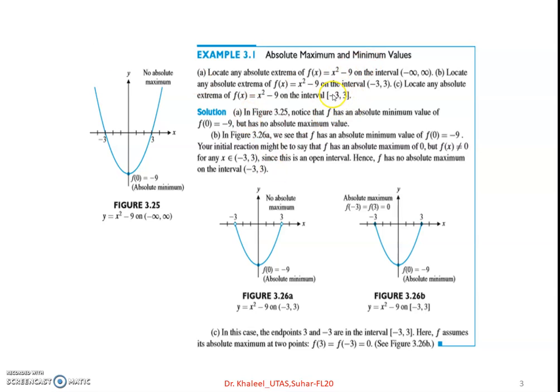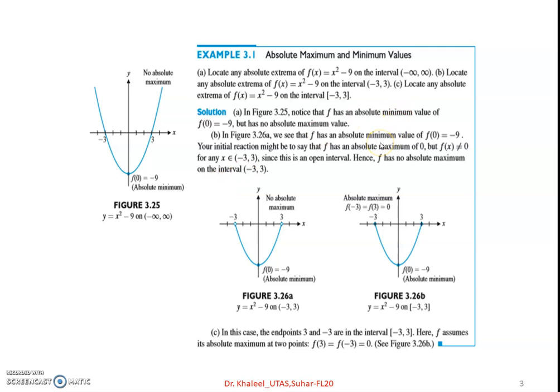If I take the closed interval, you see this, I fill this circle, no open circle here. Then what happens? You have an absolute minimum as usual, but there are two absolute maximums here. You see, here and here. There are two absolute maximums. So for the same function, if I go on changing the interval, we draw three different conclusions here.